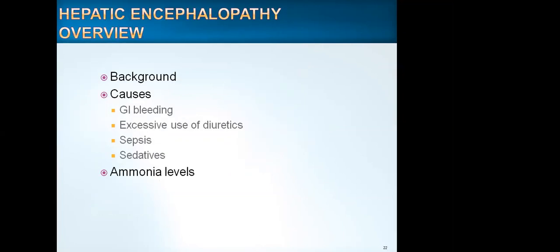So next is another liver condition, hepatic encephalopathy. For hepatic encephalopathy, we have to see the background, what the issue is. Usually the causes for hepatic encephalopathy are GI bleed, excessive use of diuretics, sepsis, and sedatives. And usually in these conditions, ammonia levels will be increasing.